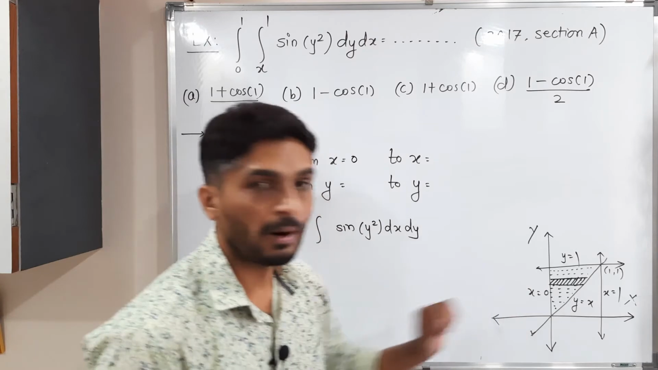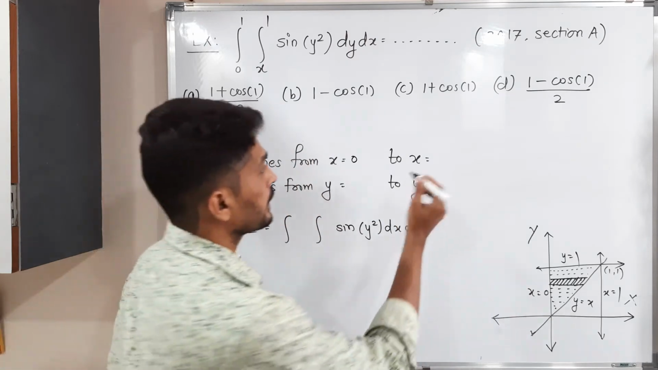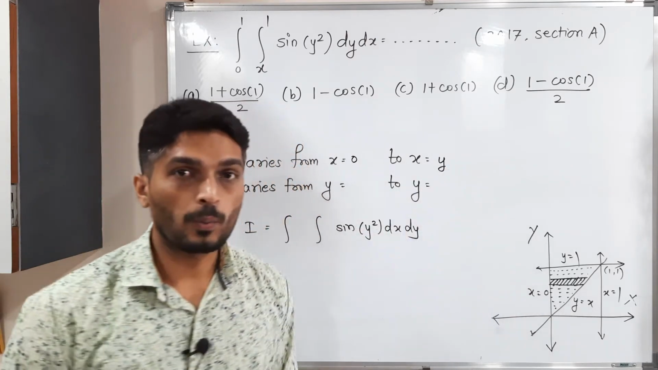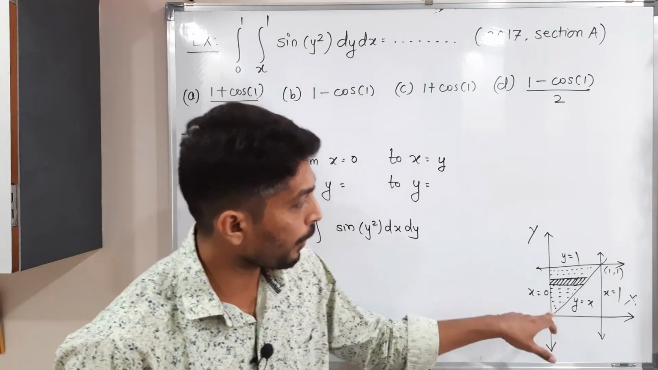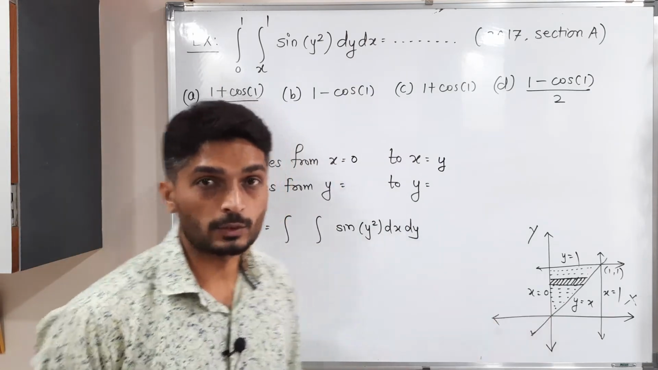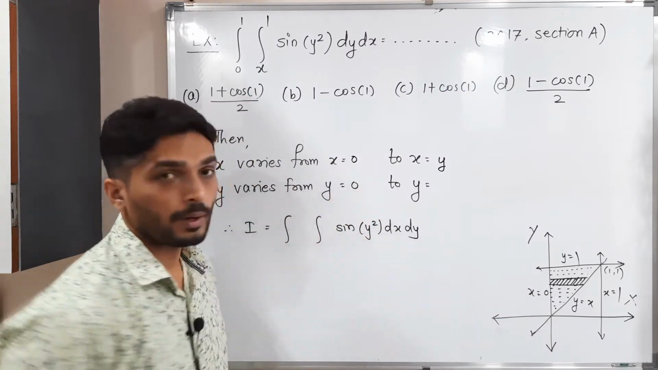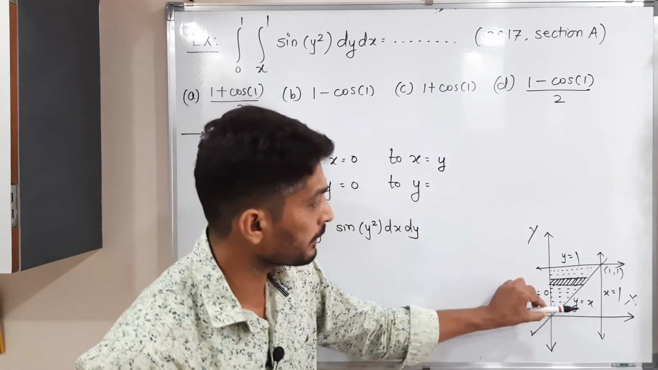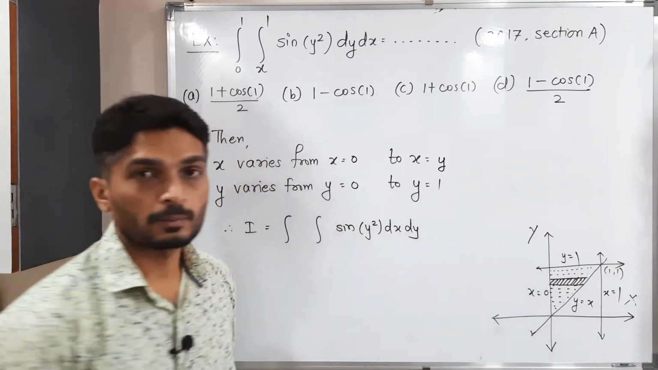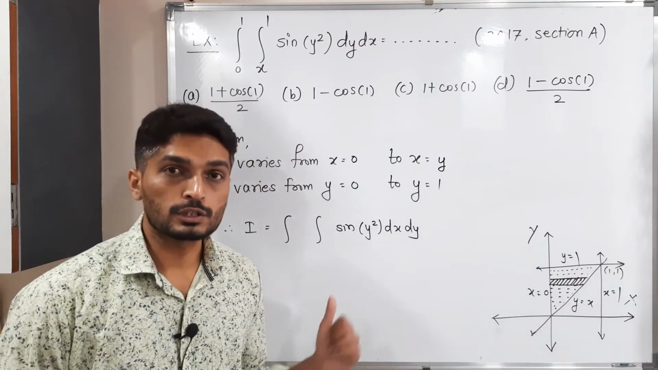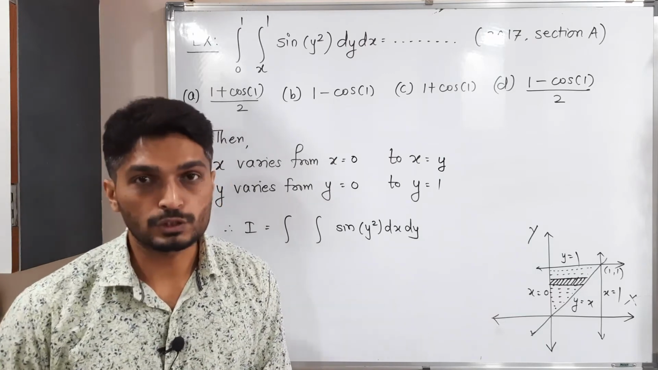The strip is bounded above by y equals x, but I have already written x, so x equals y. After that, we have to move a strip from bottom to top. At the bottom, it will go up to the point 0, 0, where the value of y is 0. And at the top, it will move up to the line whose equation is y equals 1. Right? So the inner integration is with respect to x and the outer integration with respect to y.